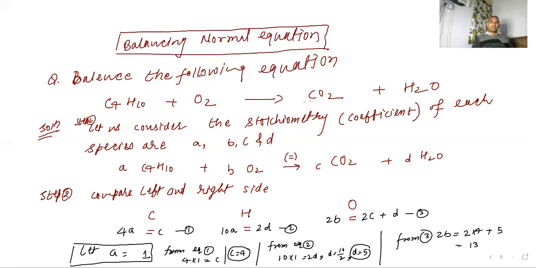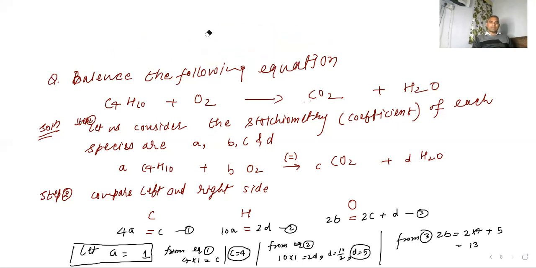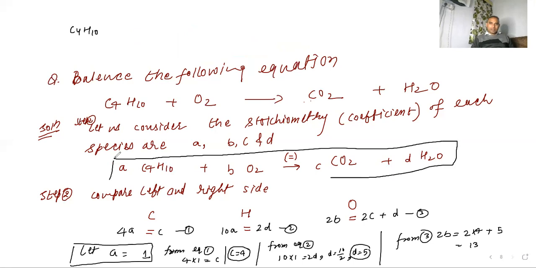Now see what we can do. I'm erasing and writing here. We consider C4H10 as A, and this is what we consider ABCD. What is the A value we got? A value is 1, so here it will be 1. Then we have BO2, so O2 is there. What is the value of B? 13. Then the C value: CO2, and C is 4. Then H2O is the D mole H2O. What is D? We calculated D is equal to 5.